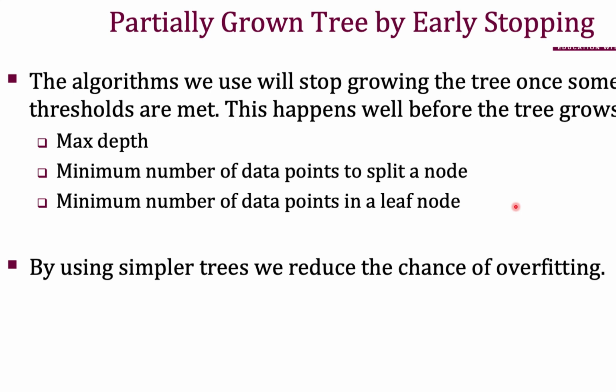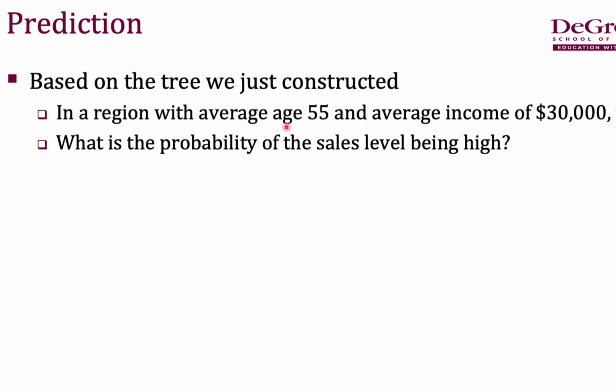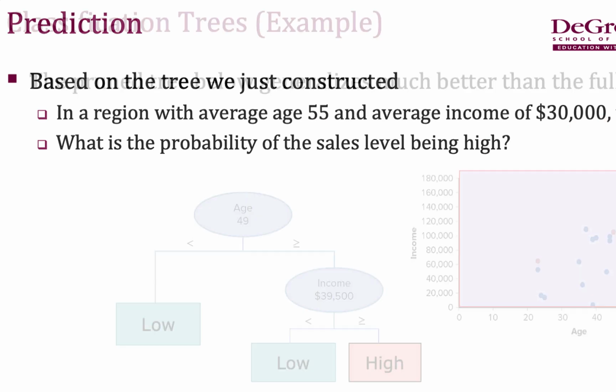So for example, this is a partially grown tree, not a fully grown tree. We have stopped after branching the region on the right-hand side to the threshold of age equal to 49, and then the corresponding tree is fairly simple. The prediction is going to be very simple. So for example, if we have a region where the average age is 55 and the average income is 30,000, we can easily get the prediction from this tree.